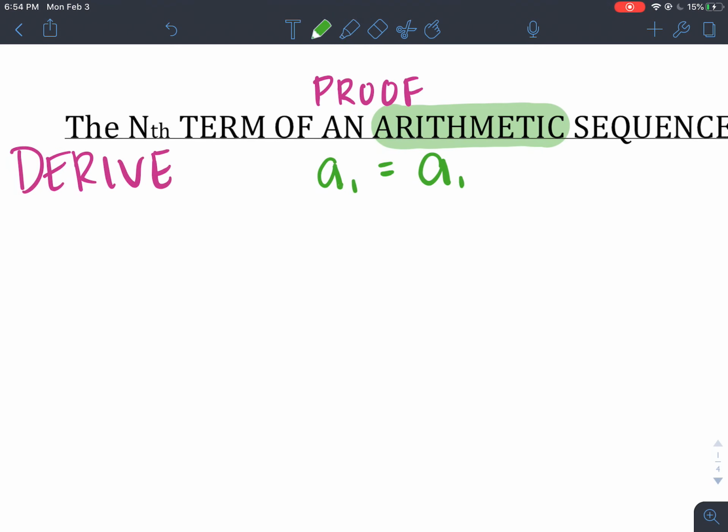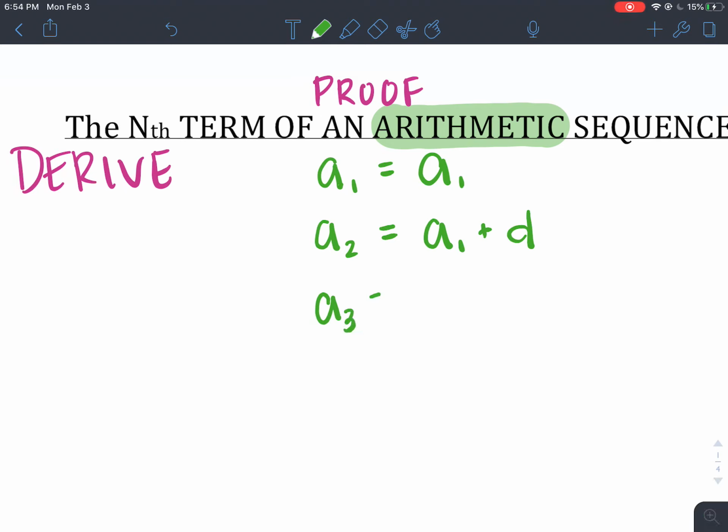So what I want to do is write my a sub 2, my second term, in terms of my first. So to get to my second term, we're going to take the first term and add d.